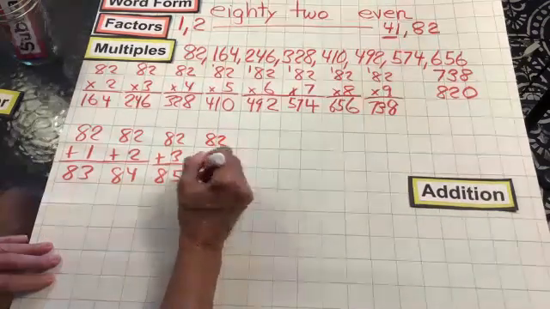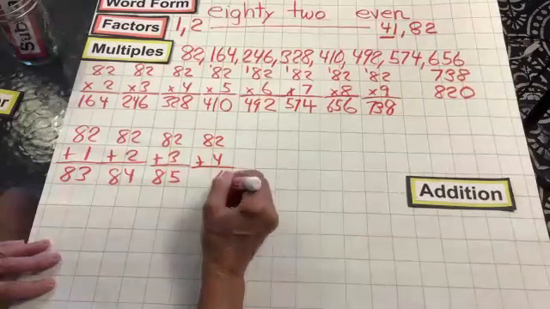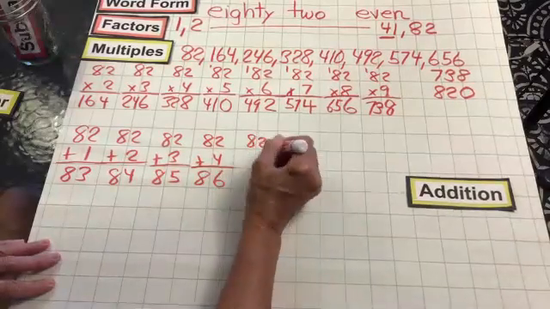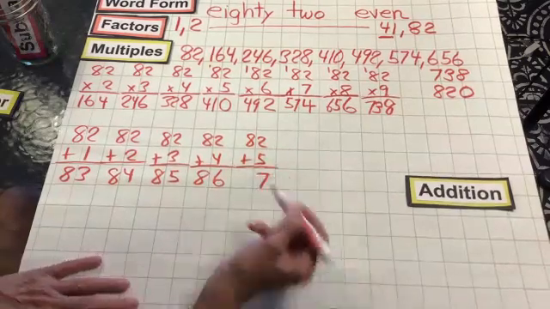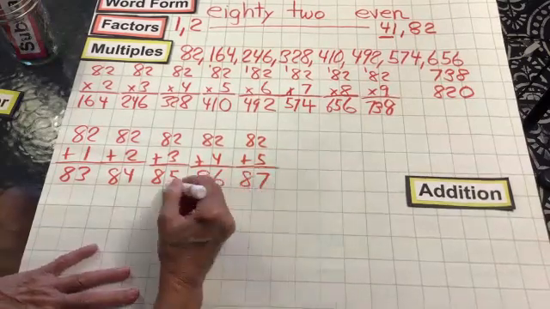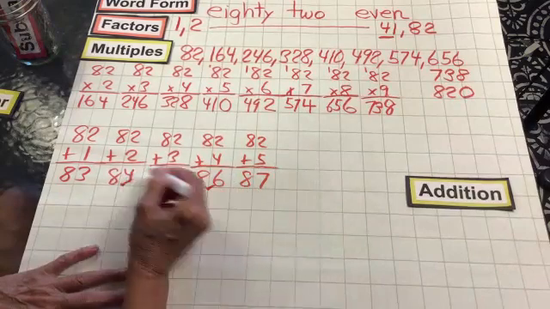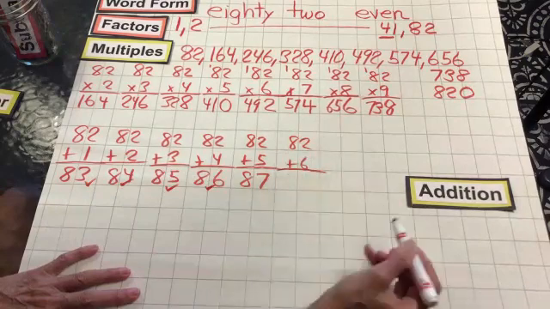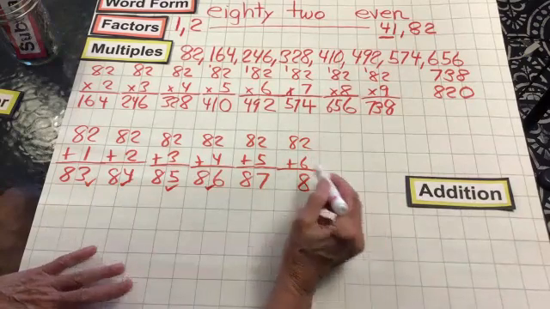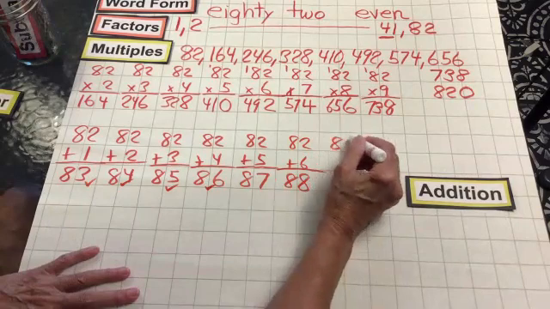82 plus 4. 2 plus 4 is 6. 8 plus nothing is 8. 82 plus 5. 2 plus 5 is 7. 8 plus nothing is 8. And remember, you might be checking those off saying, yeah, I got that right. 82 plus 6. 2 plus 6 is 8. 8 plus nothing is 8.